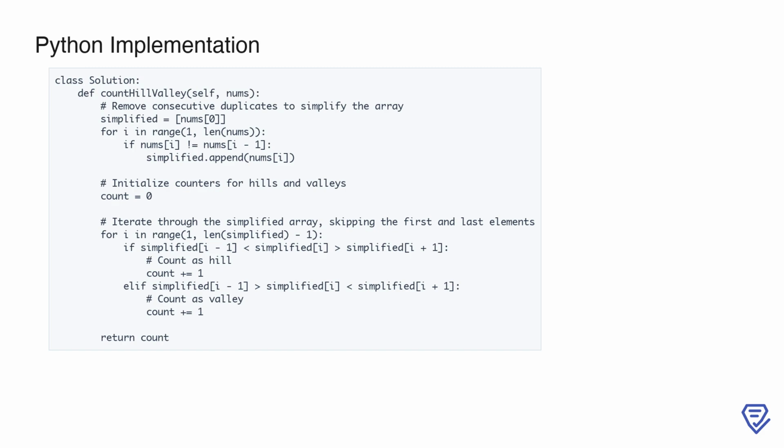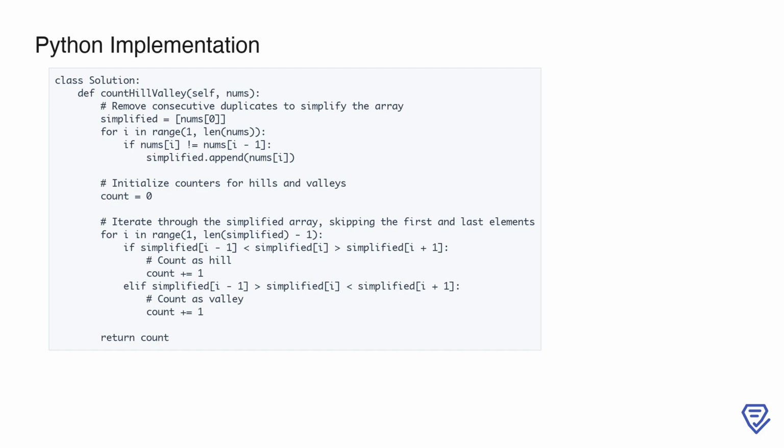Next, we initialize a counter count to 0 to track the total number of hills and valleys. A hill is identified as a number that is greater than both its immediate neighbors, and a valley is identified as a number that is smaller than both its neighbors. The program iterates through the simplified array starting from the second element and ending at the second to last element, indices 1 to len(simplified) - 2. This is because an element at the first or last position cannot have both left and right neighbors.